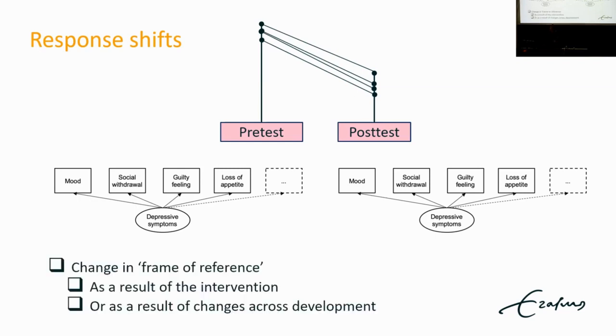And it is an extreme case, of course, but this is basically the idea. So what could happen when there is a response shift is there's a change in the frame of reference. So the way you think about the question that you need to answer and the way you answer the question, there might be a shift in that, comparing a pre-test and a post-test measurement. And this can be the result of the intervention. Or it can just be a result of changes across development, thinking about parenting.